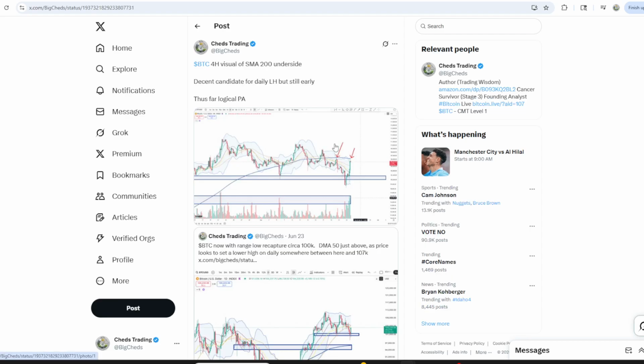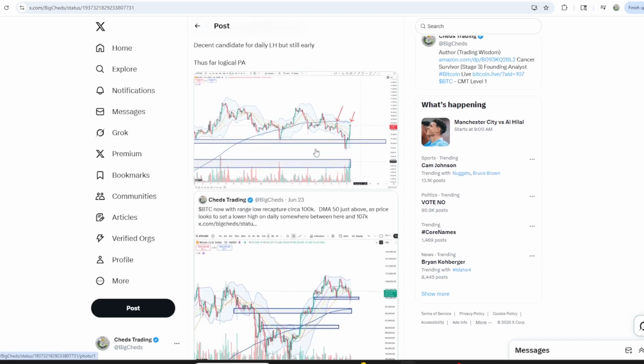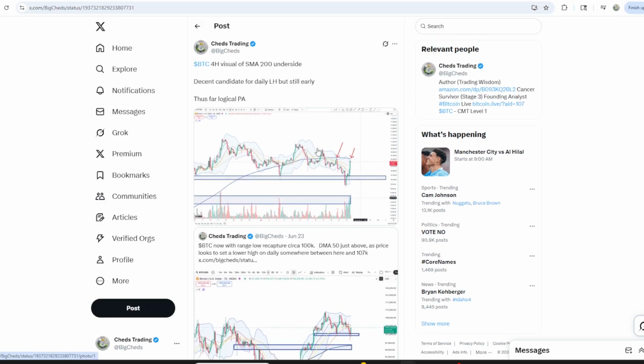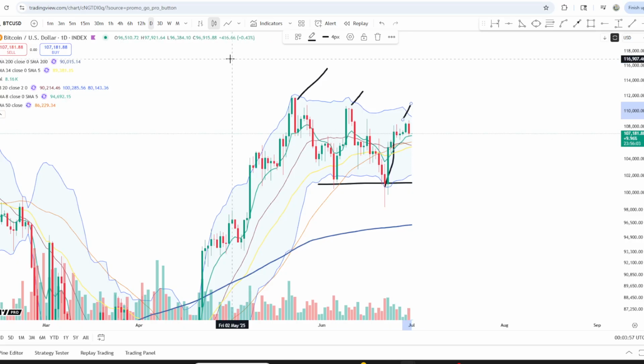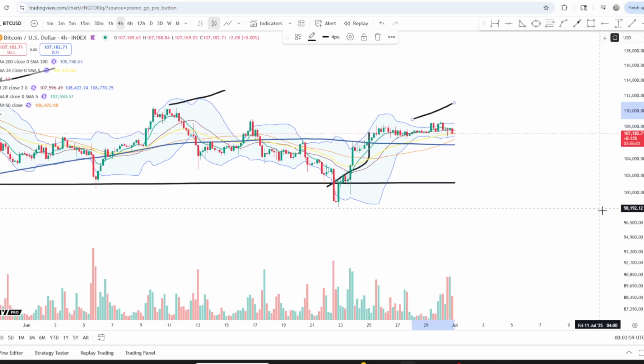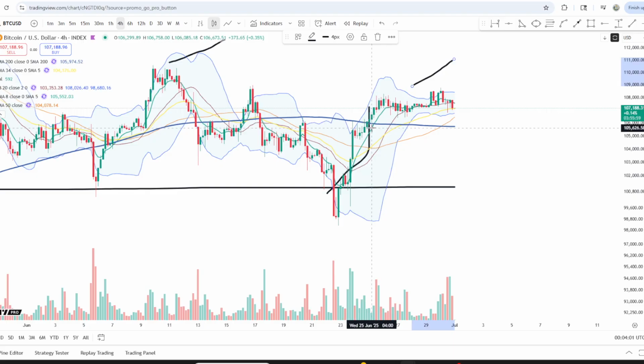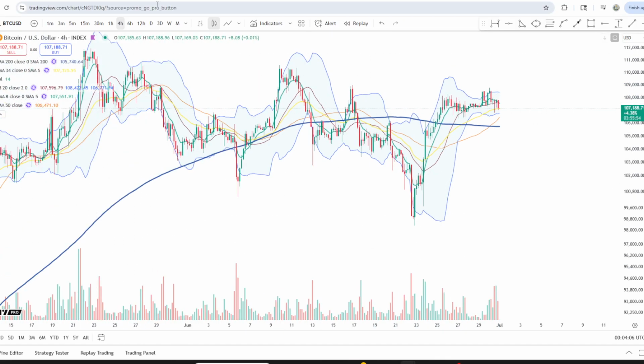Setting the table, we have my tweet from a few days ago here on the 23rd. That's a week ago. And this is the visual where we had the bounce into the 4H MA200 underside. Decent candidate for daily lower high, but still early. Now, the price did not, in fact, pause there. It formed one more leg up and has since been working on this next daily lower high target.